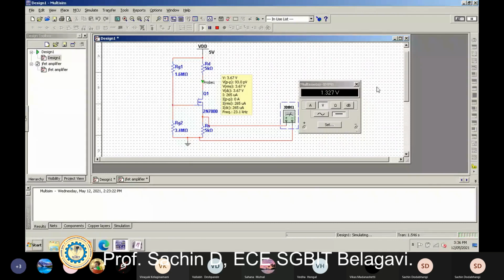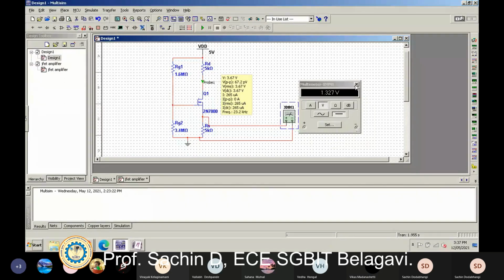In this probe, you can directly see the voltage and the current. Can you tell what the current is? ID is given. Can you see it from probe 1? Okay, if you zoom it, it is 265 microampere. That is the current flowing through the drain resistance.